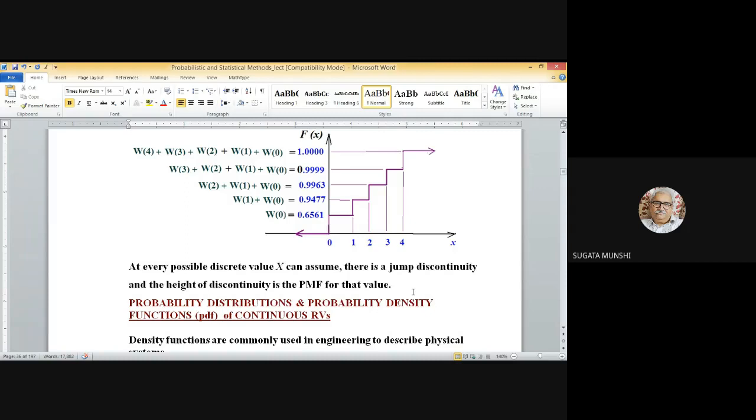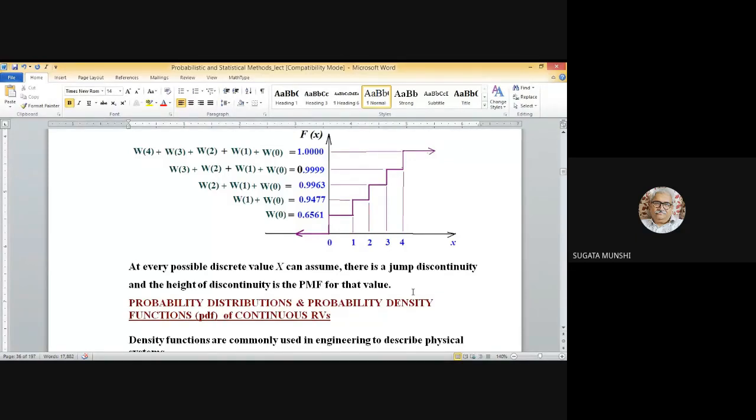Next is probability distributions and probability density function, abbreviated as PDF, of continuous random variables. Now, probability density function is simply the derivative of cumulative distribution function. So density function is the derivative of cumulative distribution function. So for continuous random variables, we have the cumulative distribution function.